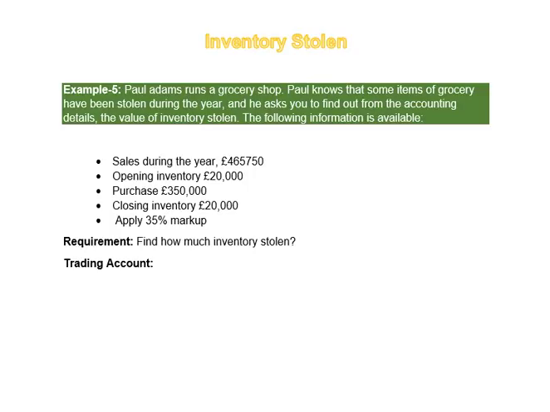Hi everybody, the requirement is to find how much inventory is stolen. Okay, the example: Paul Adams runs a grocery shop. Paul knows that some of the items of grocery have been stolen during the year and asks you to find, from the accounting details, the value of inventory stolen. Some information is given. Again, from the information we look at what the requirements are and what I need to do.